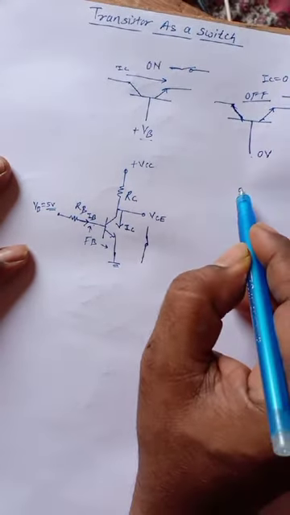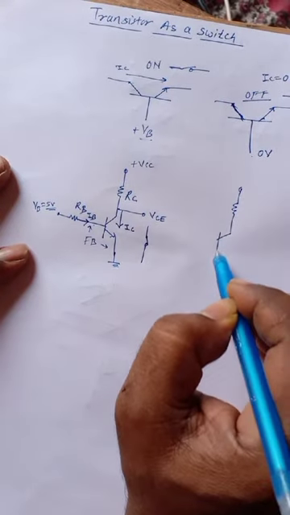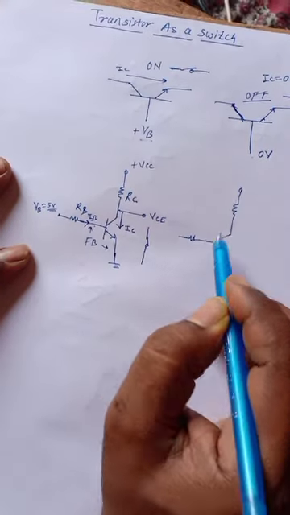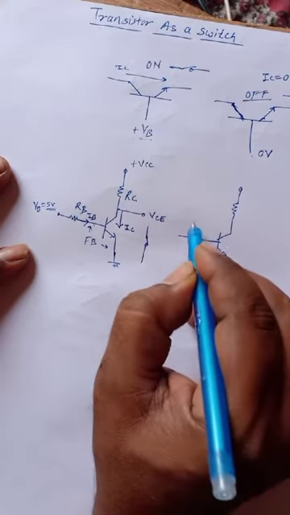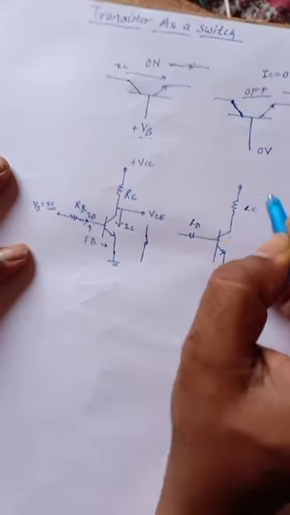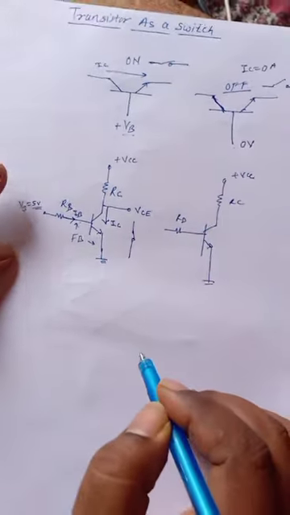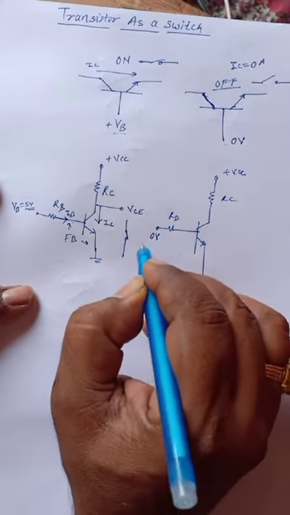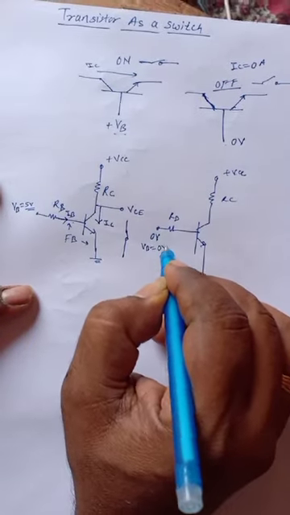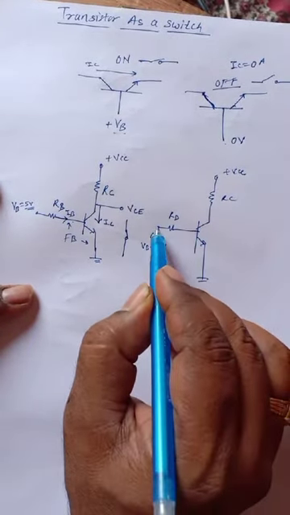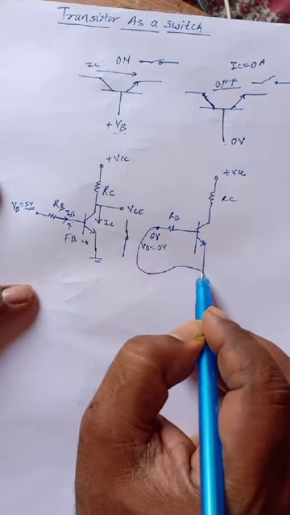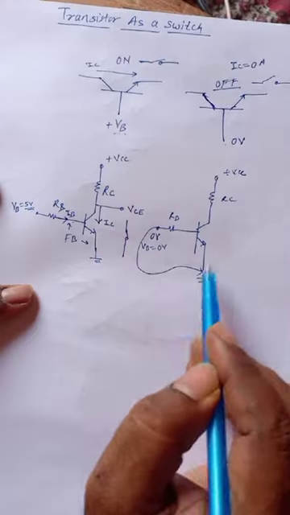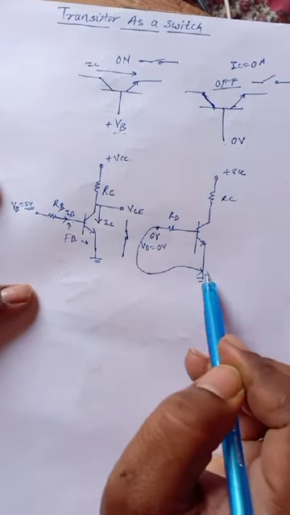Now take the same circuit, with RB and RC, and plus VCC applied, the same condition. If we apply a base voltage of 0 volts, so VB equals 0 volts, you just have to connect the base input to ground. 0 volts means this side is 0 volts, this side is higher volts, so you have to connect it to the ground.